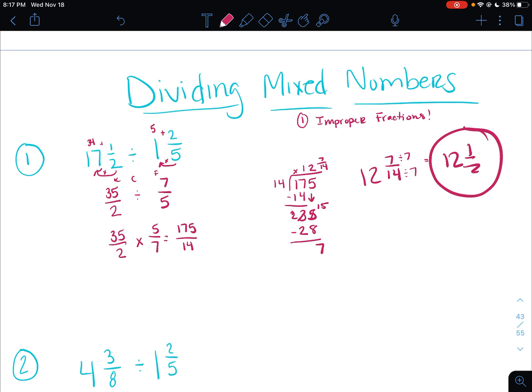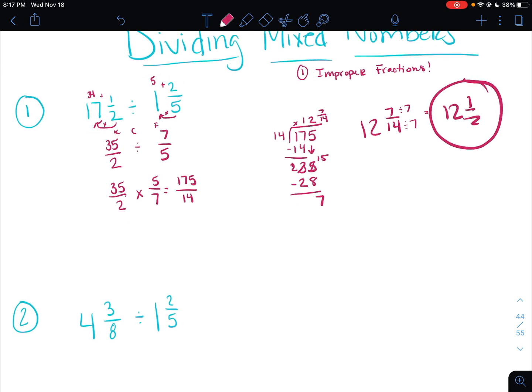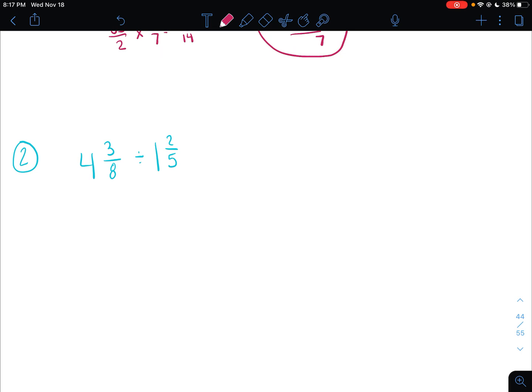Okay? So I know there's a lot of steps in that we've been working on the past couple of weeks, but I have faith. You can do this. You just got to take your time and write everything down. Plus, you can use your calculator for a lot of this. Like the long division, you don't have to do. I'm just showing it to you. So the second example is 4 3/8 divided by 1 2/5. If you would like to try this on your own as a challenge, go for it. Pause the video and then come back and see how you did. If you would like to just stay with me for one more example, that is okay as well.